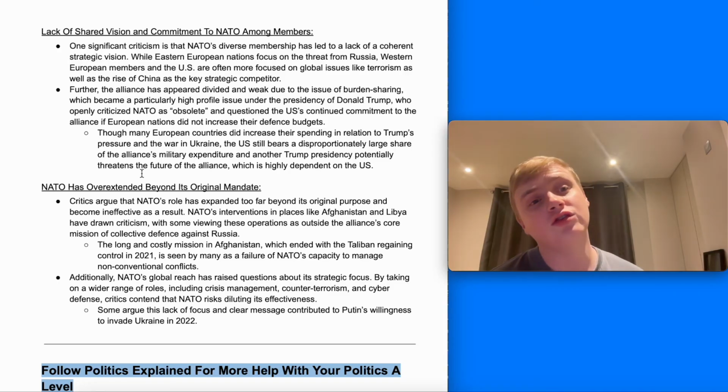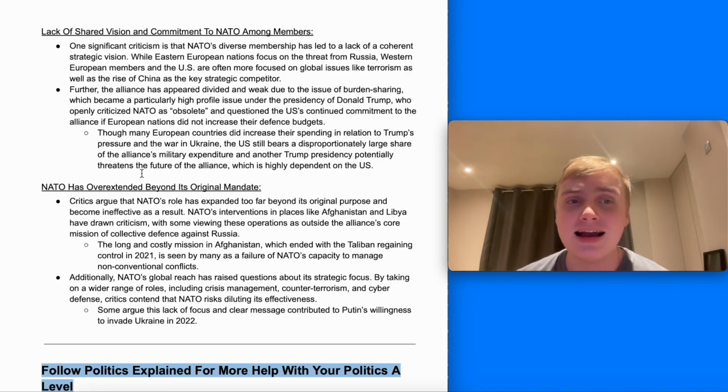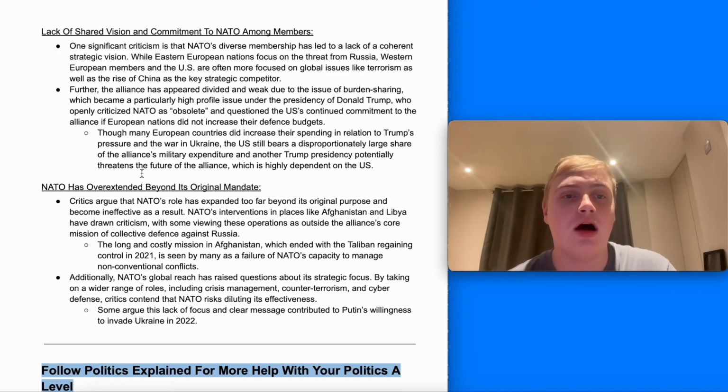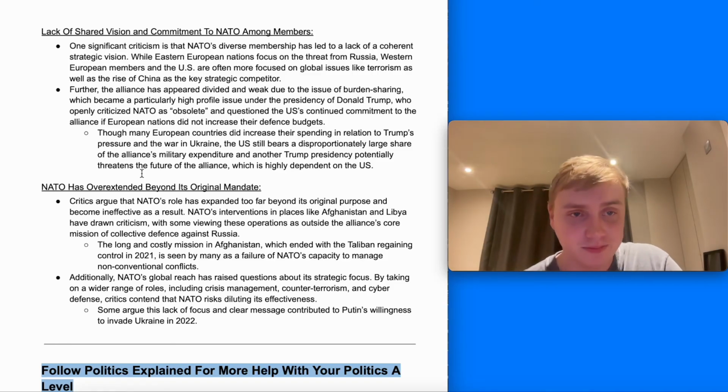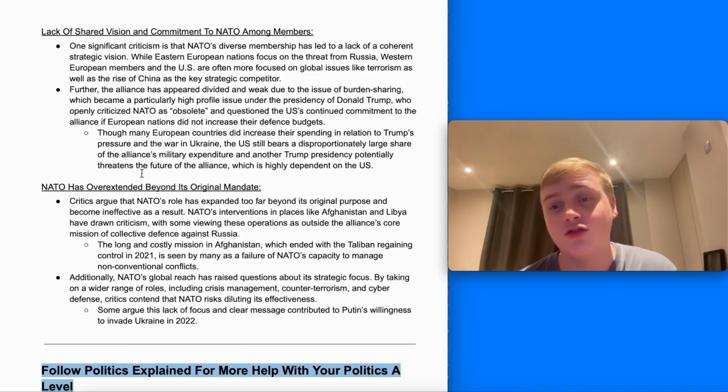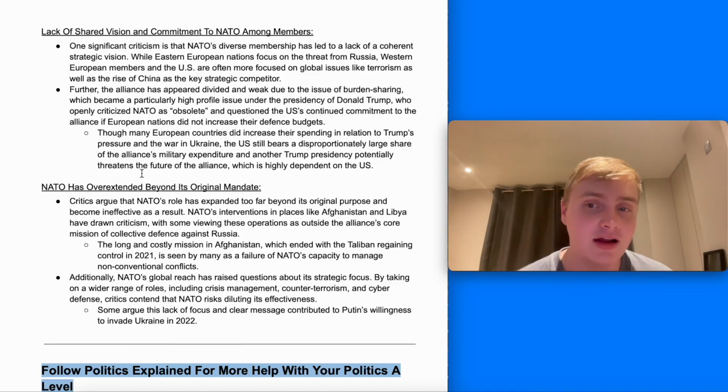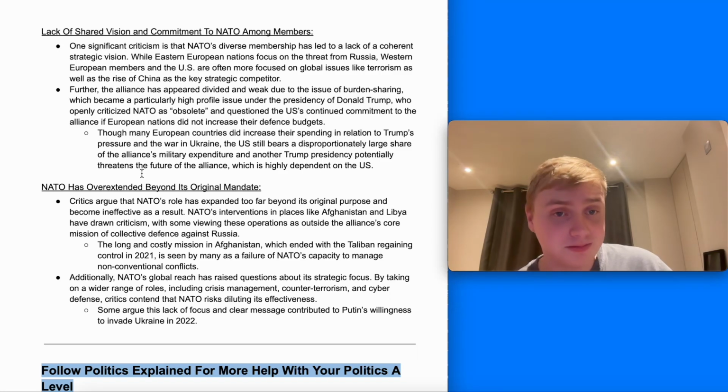Secondly, it can be argued that NATO is no longer effective as there's a lack of shared vision and commitment to NATO among its members, particularly since it's grown in membership to over 30 members, which has led to a lack of coherent strategic vision. So Eastern European nations have continued to focus on the central threat from Russia, as we spoke about earlier. But Western European members and the US are now more focused on issues like terrorism, and particularly more focused on China as a key strategic competitor.